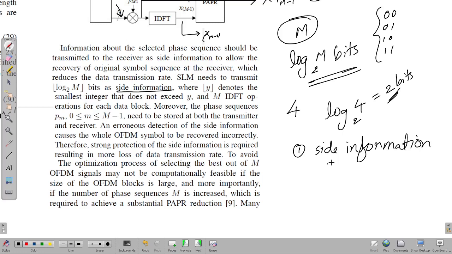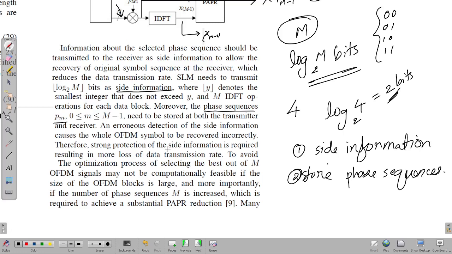Another disadvantage is that these phase sequences Pm, where m varies from 0 to M minus 1, capital M phase sequences, need to be stored at both the transmitter and the receiver. So you need some storage. There are M phase sequences, and each phase sequence has a length of N, so you need some memory to store them.